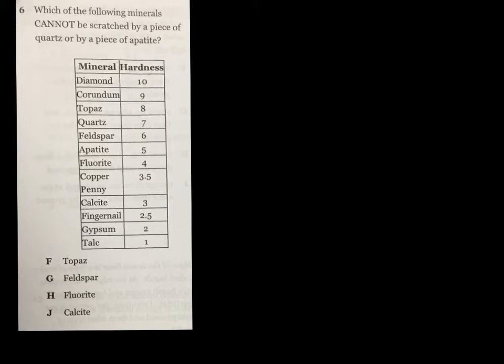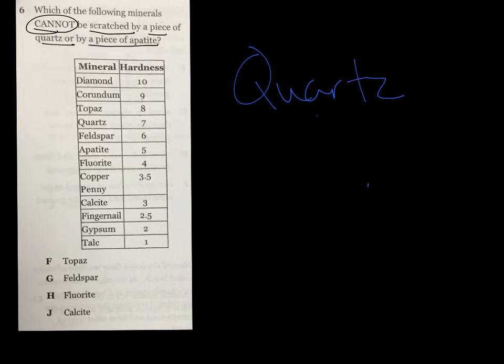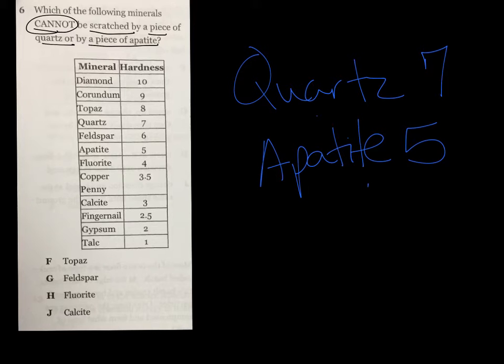Which of the following minerals cannot be scratched by a piece of quartz or by a piece of apatite? Alright, so here we have to figure out exactly where quartz is. When we look at quartz, what is the hardness level of quartz? Great job, it's 7. What about apatite? Great job, it's 5.